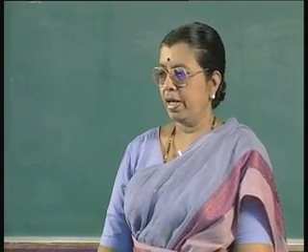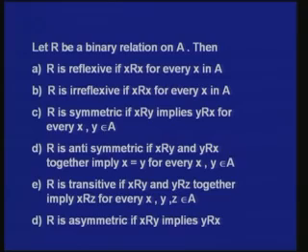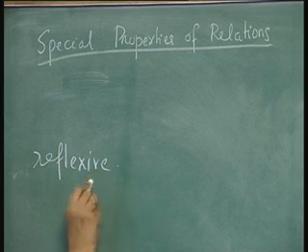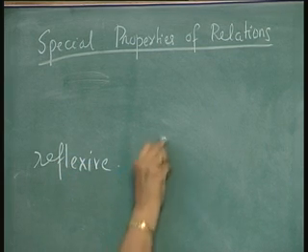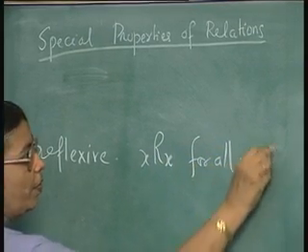Today we shall consider some special properties of relations. Let us take a binary relation. Let R be a binary relation on A, that is A cross A, the domain and the codomain are A. Then R is reflexive if x is related to x for all x belonging to A.